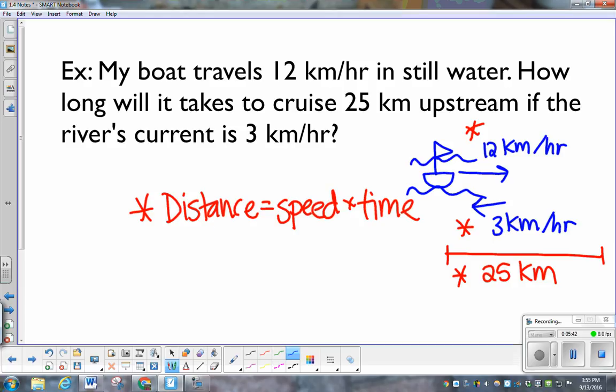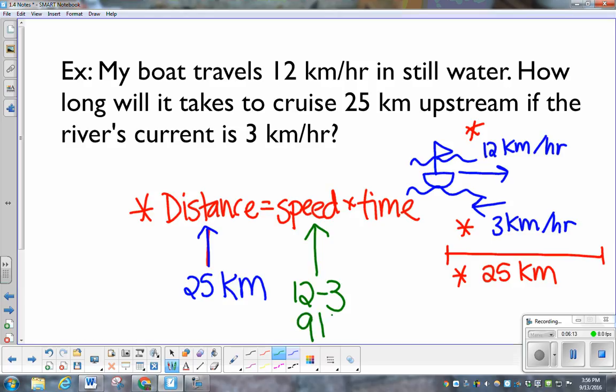I think we know our distance, right? We know our distance is 25 kilometers. That's how far we want to go. We also know our speed is 12 kilometers per hour, but there's a current working against us. So our speed, if there's ever a current or something working against you, you need to subtract that from your speed. So our speed is 12 kilometers per hour, but the current is working against us at 3 kilometers per hour. So our speed is actually 9 kilometers per hour.